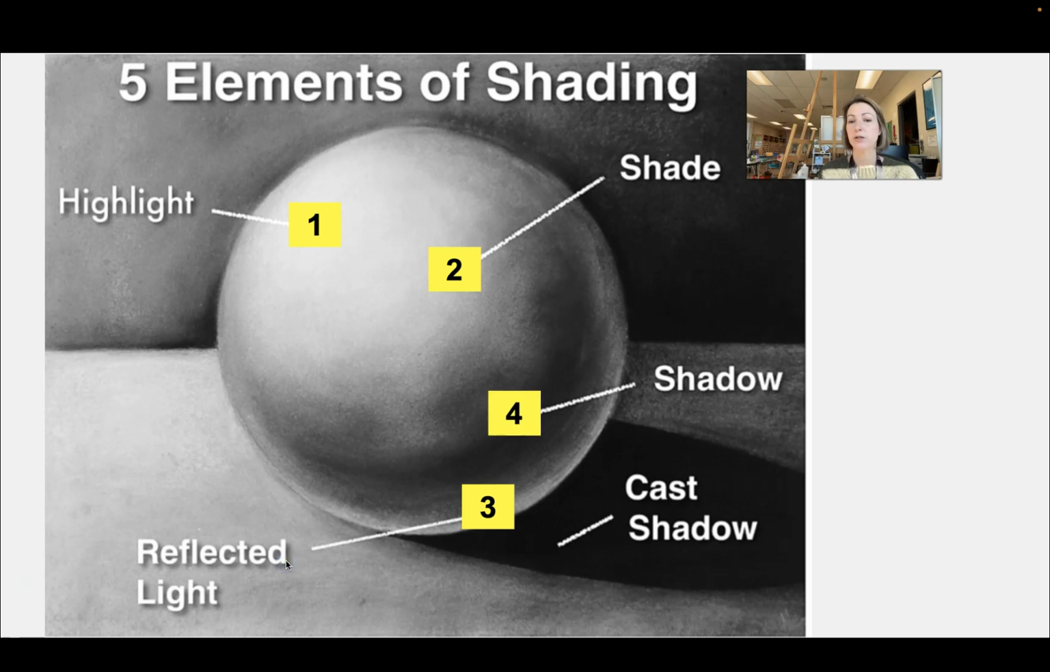The shadow is the darkest part of the form, so this would be your level four value. And then last is the cast shadow. The cast shadow is where the form is blocking any light from hitting the ground or whatever it's laying on, so it is completely black. The cast shadow is your darkest value.